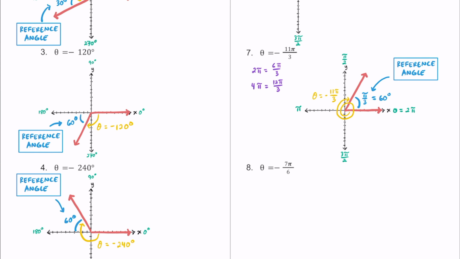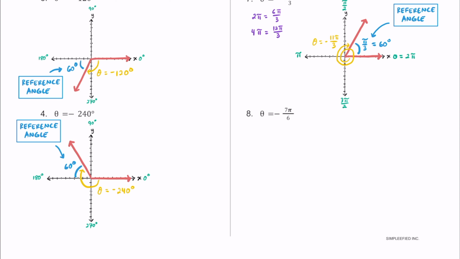Here's one final example we can look at together. For number 8, we have theta is equal to negative 7 pi over 6, so another negative angle measure. Let's go ahead and start off by putting this on a coordinate plane. We have this initial side, this is going to be at 0 radians. And we have a negative angle measure, so let's move clockwise for this one.